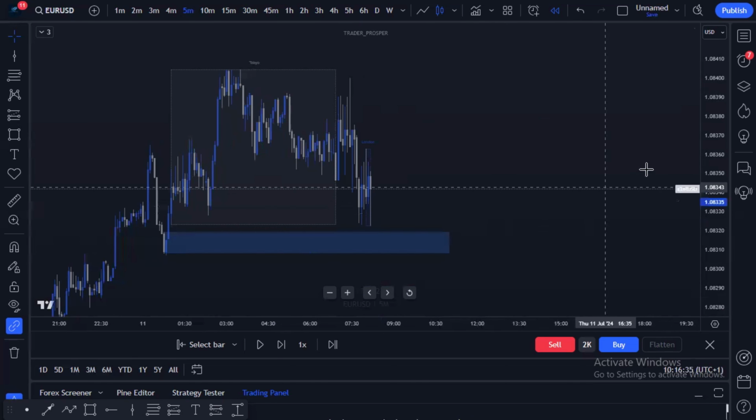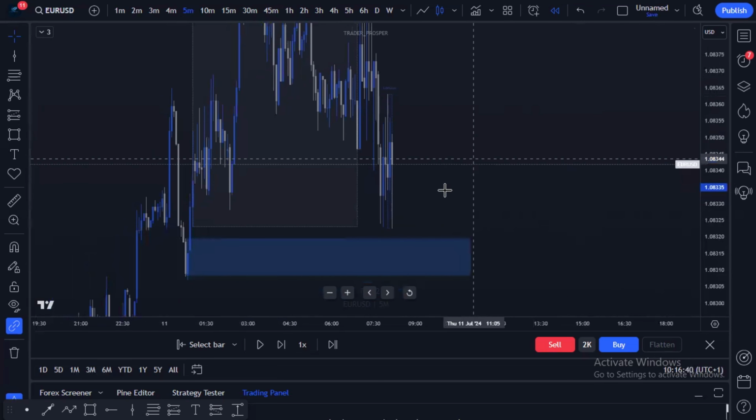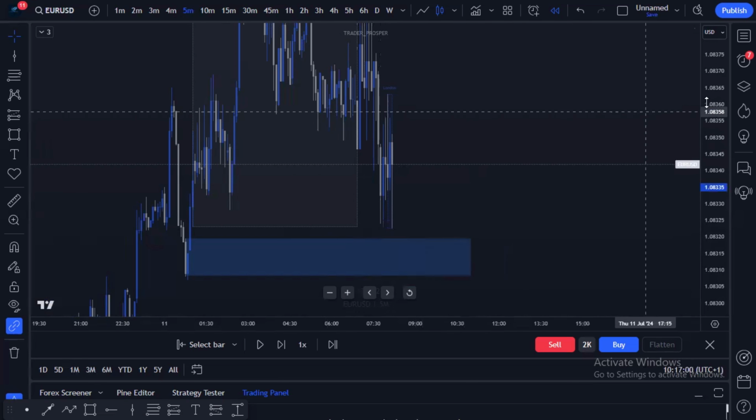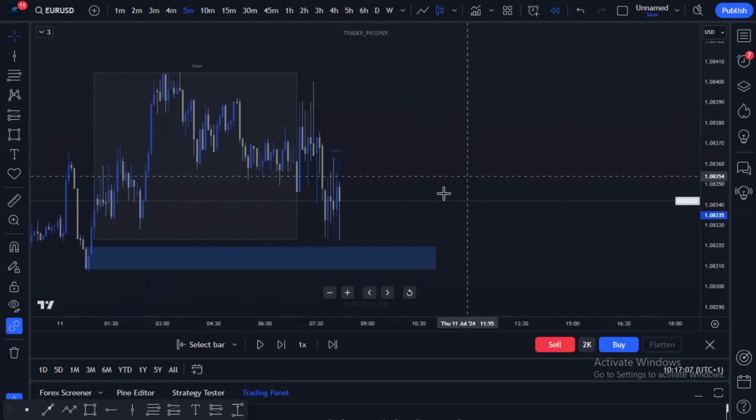Okay, now take a look at this. Price did sweep. Price swept the low of the Asian section, right? The low of the Asian section. Take a look, use the wick. All right, so that is what happened there. So let's see how we can get into this market.